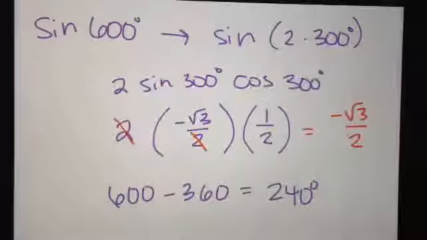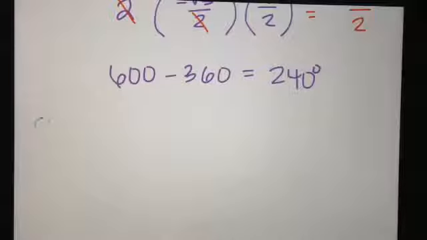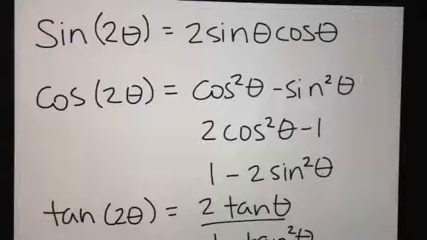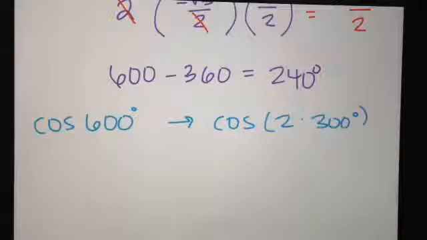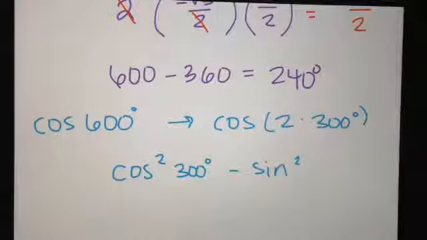Okay, so next we're going to do cos of 600. With cos of 600, we have 3 options to use for our formulas. I'm going to just use the first one, cos squared minus sine squared. And so, again, this is going to become cos of 2 times 300, so we're going to do cos squared of 300 minus sine squared of 300.